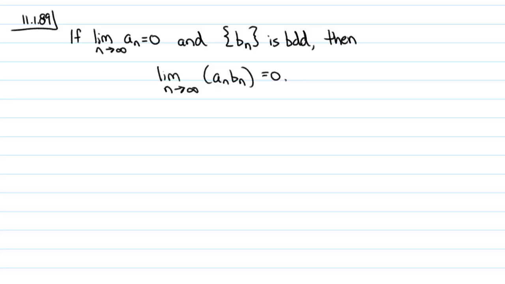All right, in 11.189 by request, we're told that if we can assume that the limit as n goes to infinity of a sub n is equal to 0, and we know that a different sequence is bounded, then the limit as n goes to infinity of the product of those two sequences must be 0. We want to prove that.